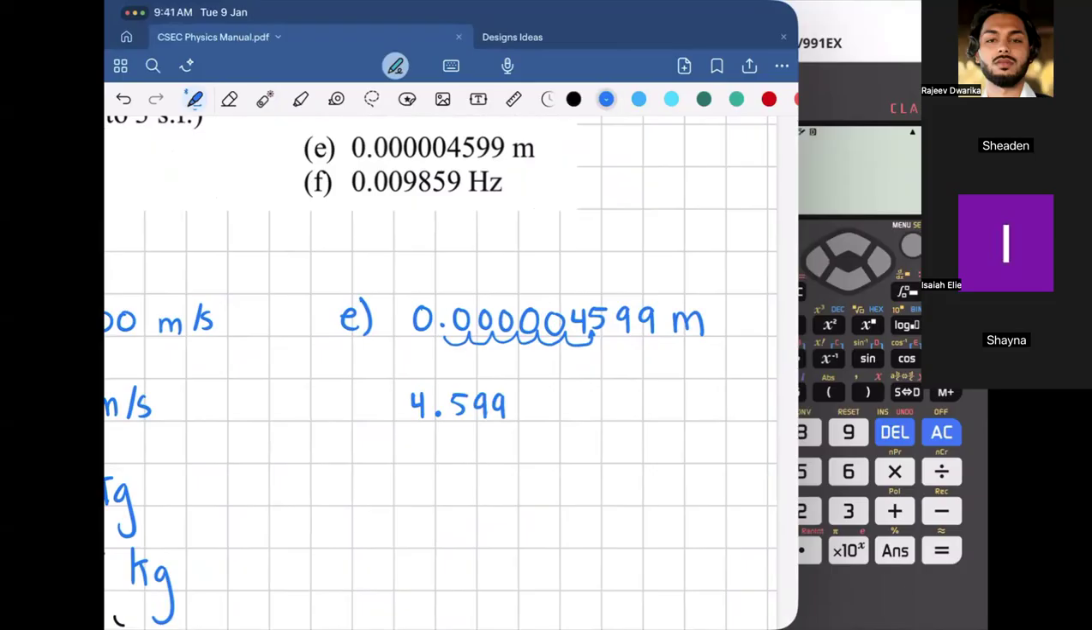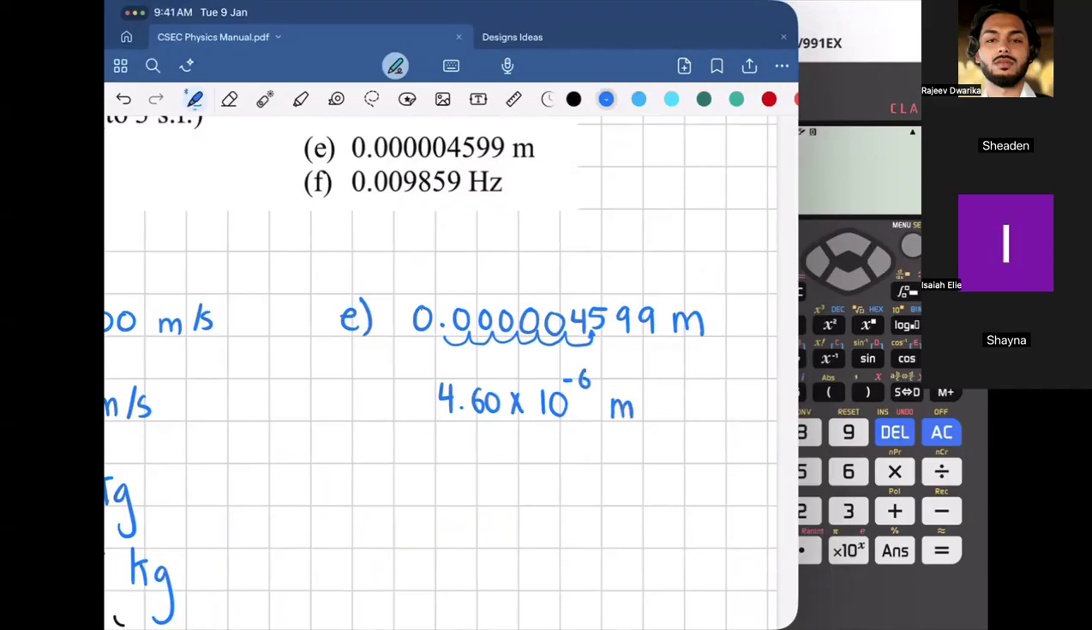Okay, what's the third significant figure here? 9. What's the number after 9? 9. So we're going to round one off. If you add 1 to the 9, that will turn to 10, and it will turn to what? 4.6. So it's really supposed to be 4.60 by 10 to what power? 10 to the power of -6. Right.